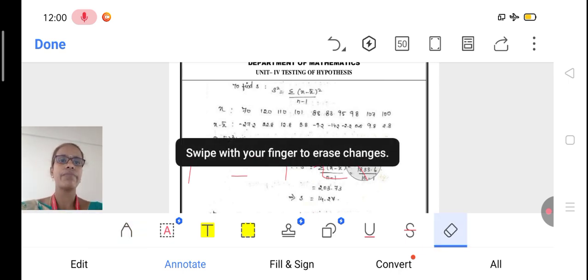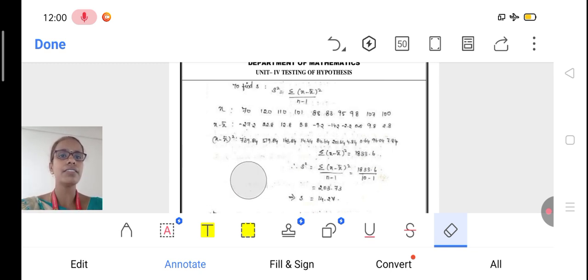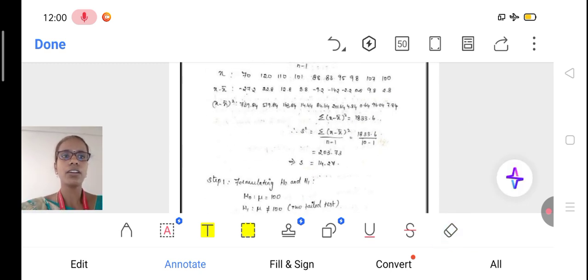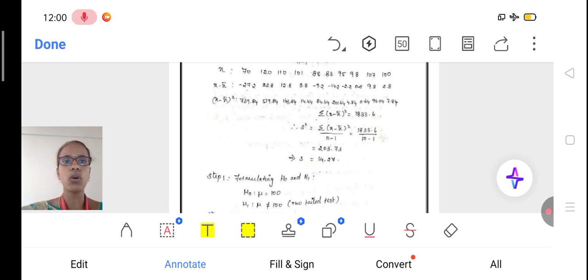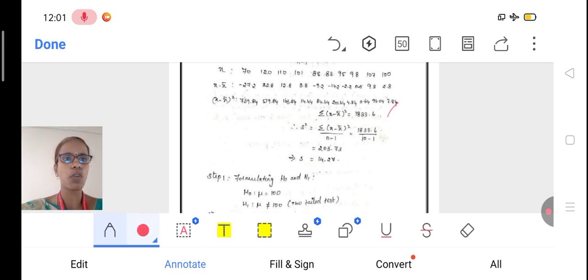Then after completing this table, just find x minus x bar the whole square. Then find its total. So the total is 1833.6. Then find s square. This is the s square formula, and just replace the term 1833.6 divided by n minus 1, that is 10 minus 1. The value is 203.73. Then find the value of s.